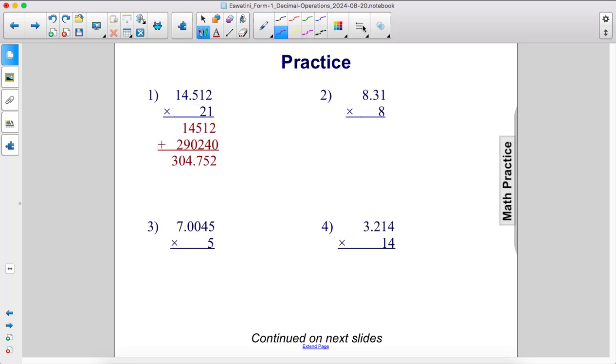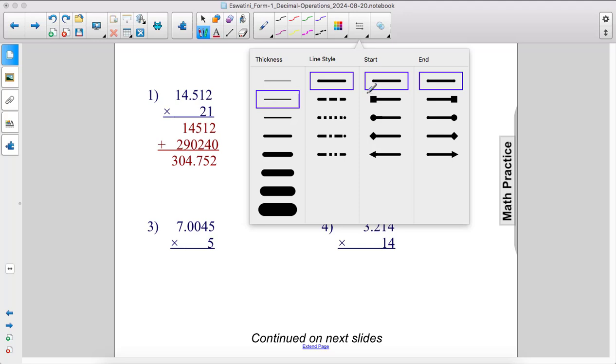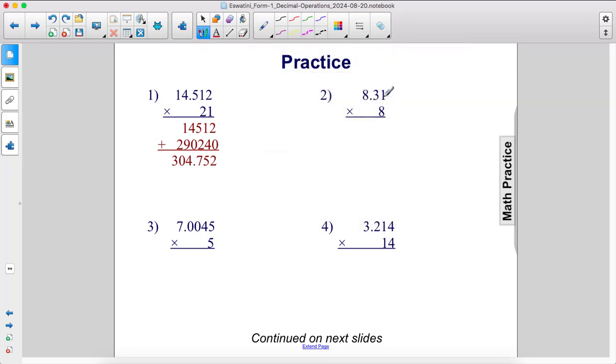All right, next. 8.31 times 8. 8 times 1 is 8. 8 times 3 is 24. Carry the 2. 8 times 8 is 64, 65, 66. And there's 2 numbers to the right of a decimal, so we put our decimal right here, 2 spots from the right. 66.48.